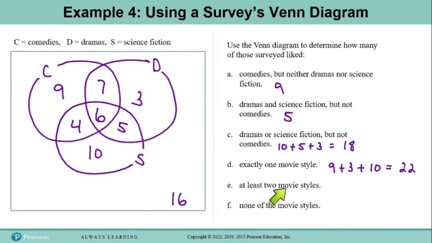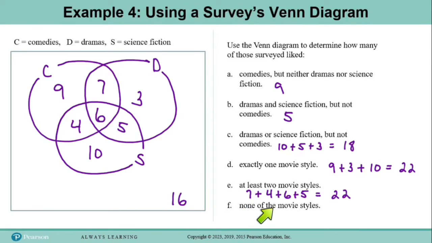And then how many people like at least 2 movie styles? So remember, at least is like they could like 2 movie styles or they could like 3. So at least 2 would be 2 or 3. So it looks like all of these people right here, the 7, the 5, and the 4, they all like 2 movie styles. And then these 6 people here like all 3. So the 7 plus the 4 plus the 6 plus the 5 gives us a total of 22 people who like at least 2 movie styles.